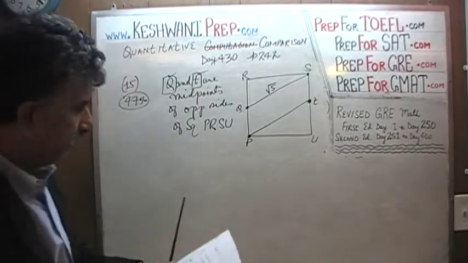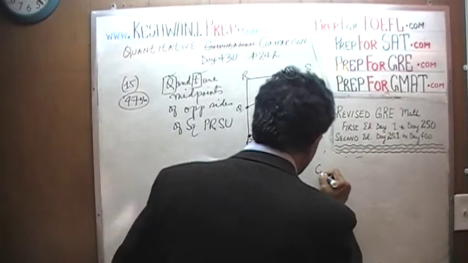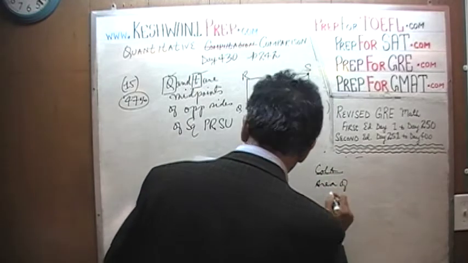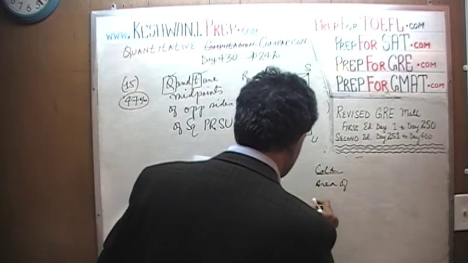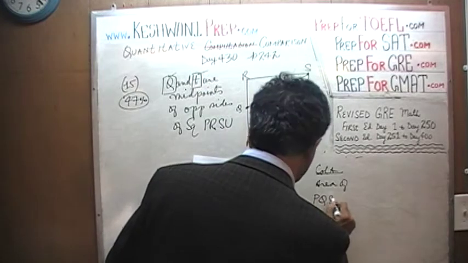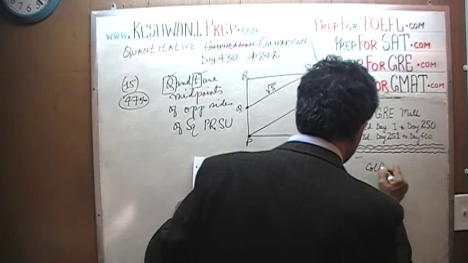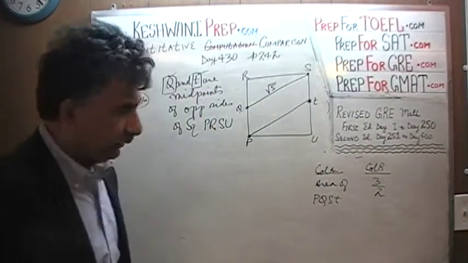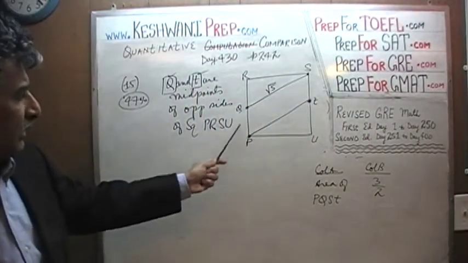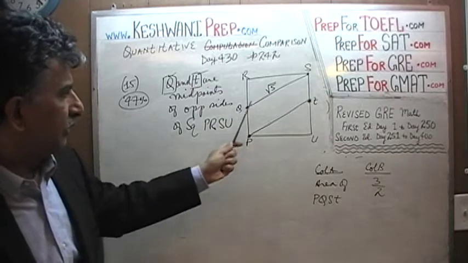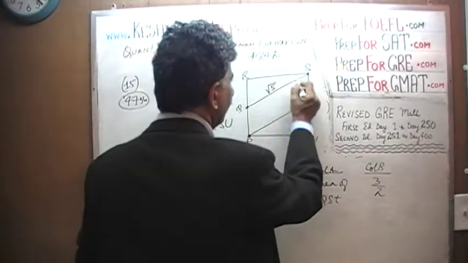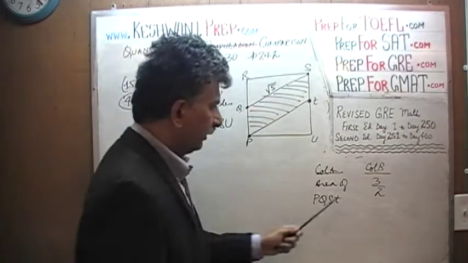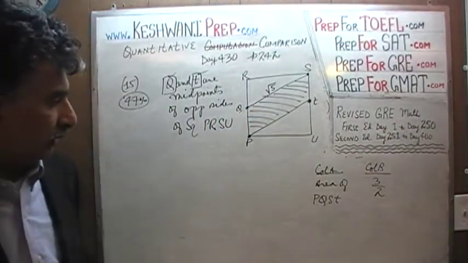Here's what they're telling us to compare. In Column A, we have the area of the region P, Q, S, T, and in Column B we have 3/2. They want us to compare the area of this region right here, P, Q, S, T, to 3 over 2.